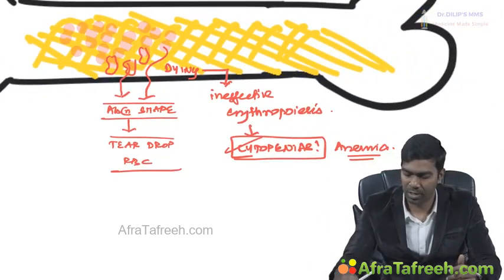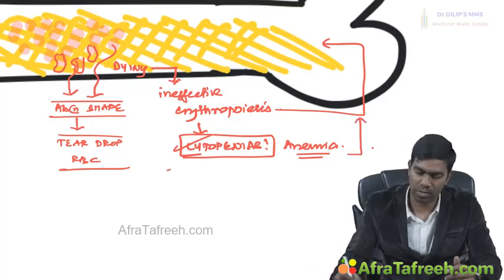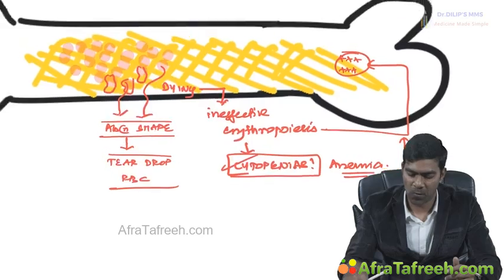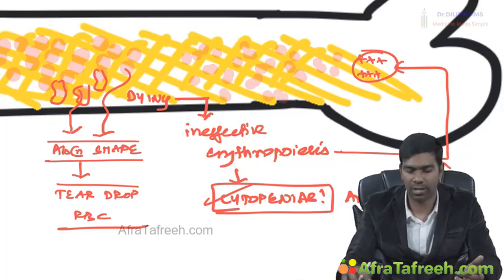At the same time, this ineffective erythropoiesis also further stimulates the marrow, because there's a cytopenia that is also going to further stimulate the marrow more and more and more. So the remaining areas go mad, isn't it? So they have to increase the production. They will try to increase the production, but nothing is coming out.